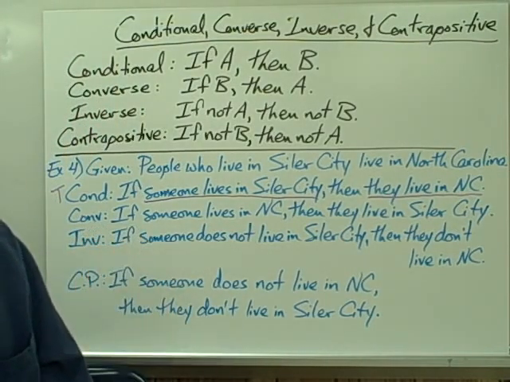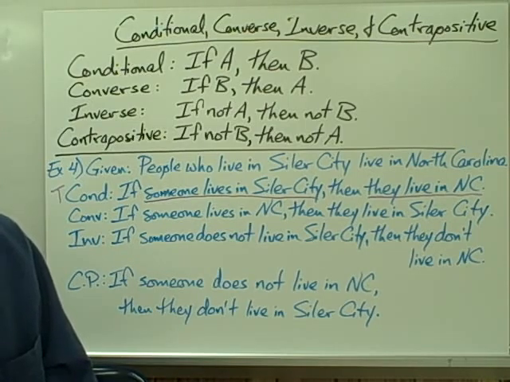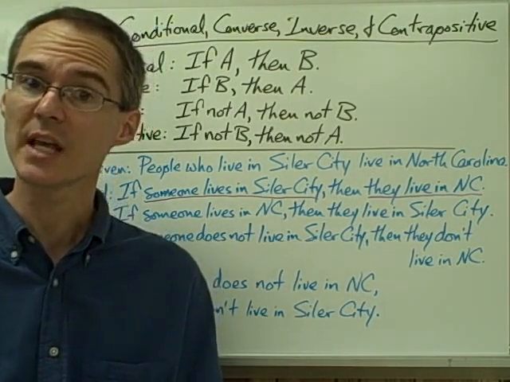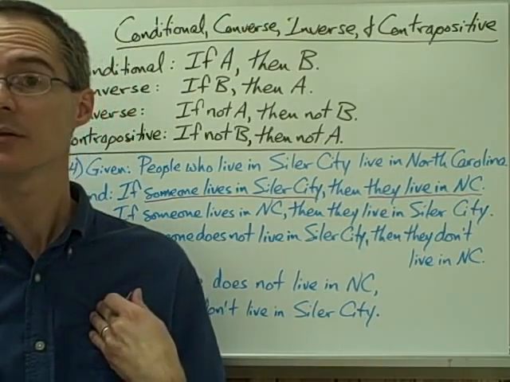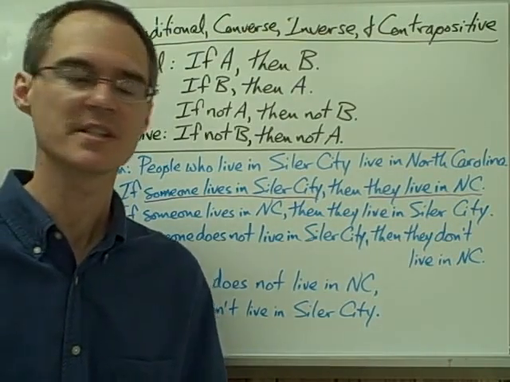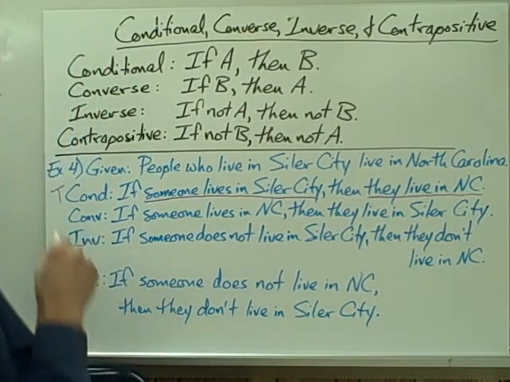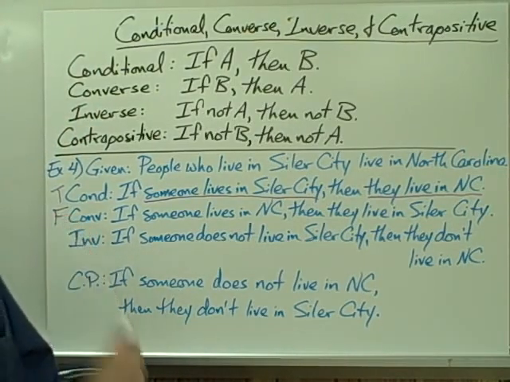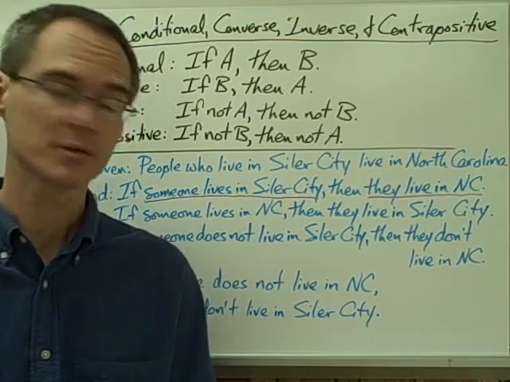The converse says if someone lives in North Carolina, then they live in Siler City. That's obviously a false statement, because I live in North Carolina and yet I don't live in Siler City, so I could use myself as a counterexample. So the converse is false.